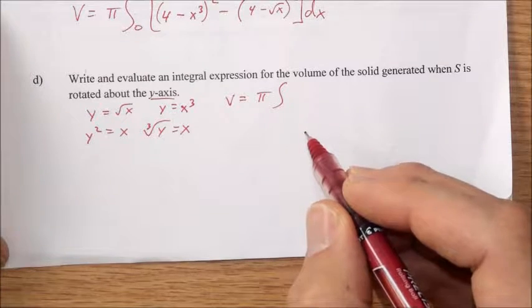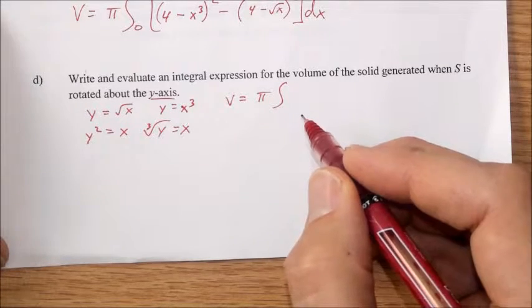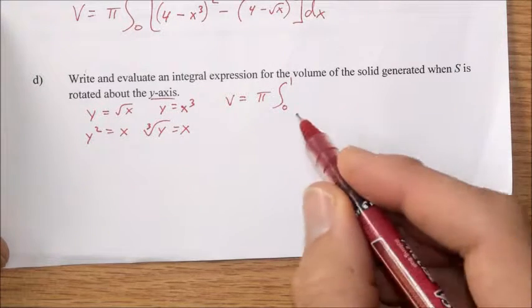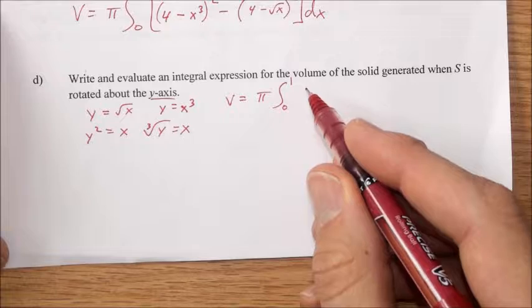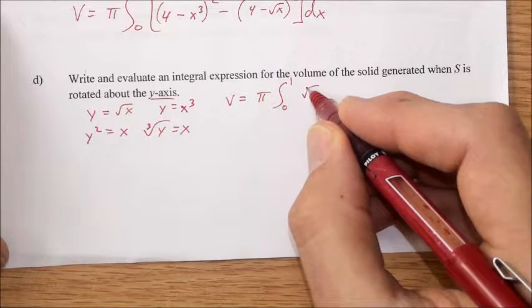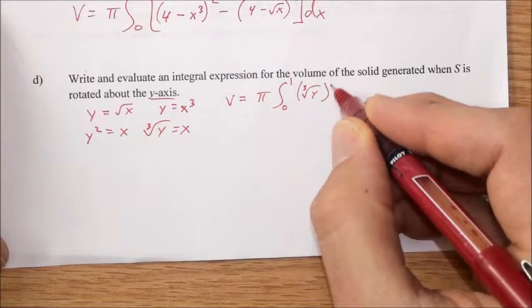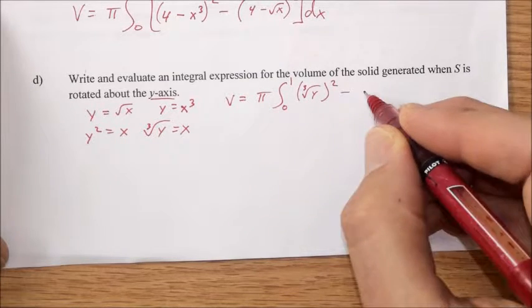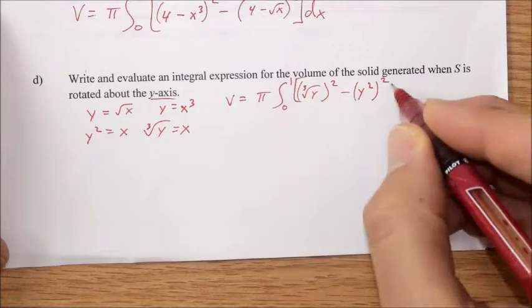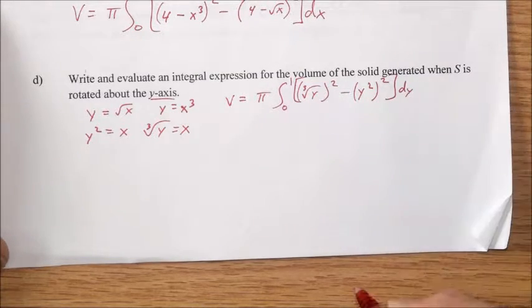Now the points of intersection are still (0, 0) and (1, 1). We're using the y-coordinates now, which happen to be the same as the x-coordinates. So it's still 0 to 1, but it could have changed had the two curves intersected at a different point. We said the cube root of y is going to go first, so that will be squared, minus y squared, that's our second curve, and that's also being squared, and the whole thing gets a dy.